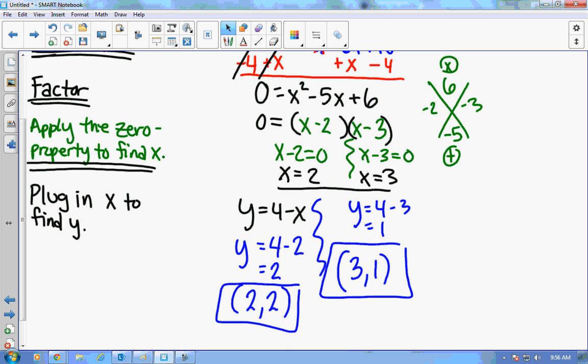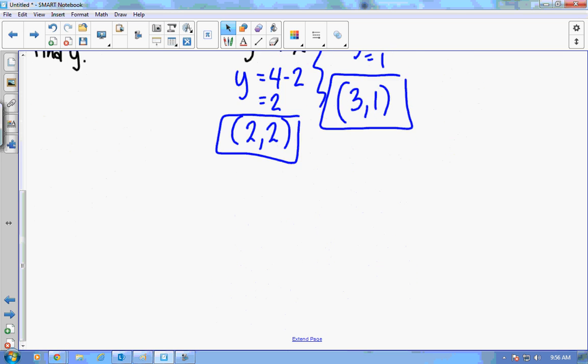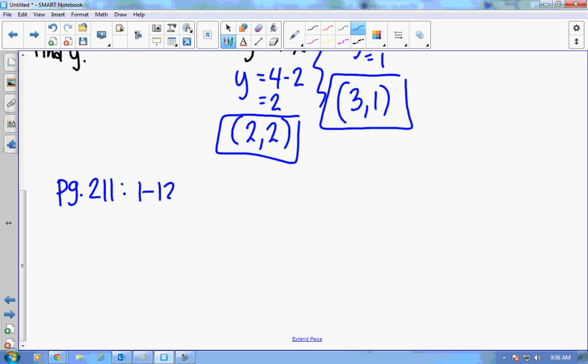This part's in the book. And when we go to the computer lab, if you've already done your completing the square, you can work on this book assignment. But if you haven't, you can continue working on completing the square. Page 211, numbers 1 through 12, and 16 through 20.